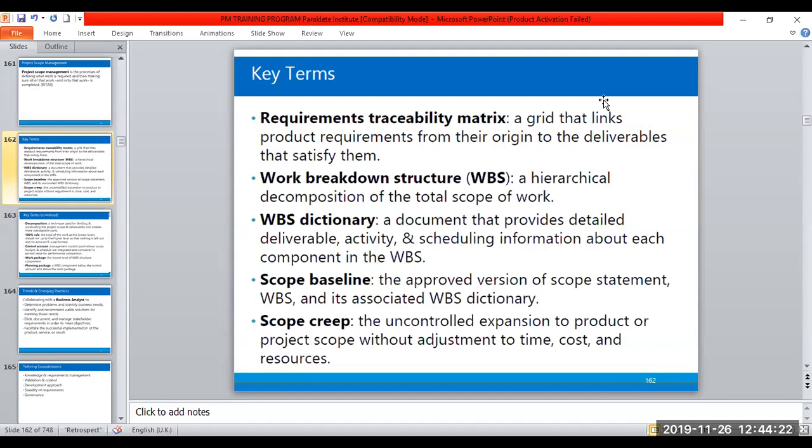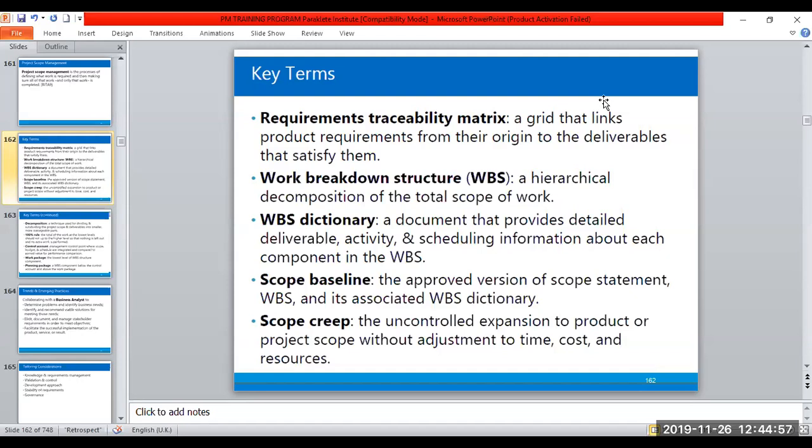work breakdown structure. Scope baseline refers to the approved version of the scope statement, work breakdown structure, and its associated work breakdown structure dictionary. So there are three elements in the scope baseline. The scope baseline is so important in project management because it is the basis from which all other baselines of schedule and costs are formulated or established.